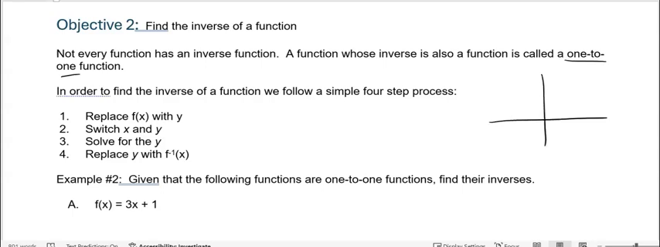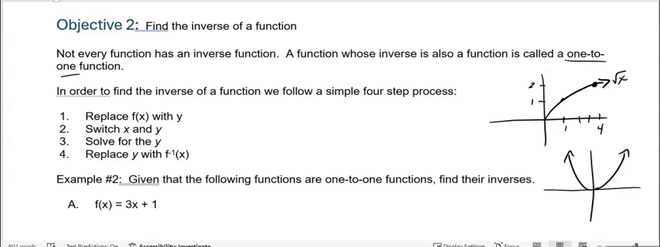So let me show you a one-to-one function. The square root function is one-to-one, right? For each input, there's only one output. Input 4, output square root of 4, which is 2. That's one-to-one. Let me show you a function that is not one-to-one.